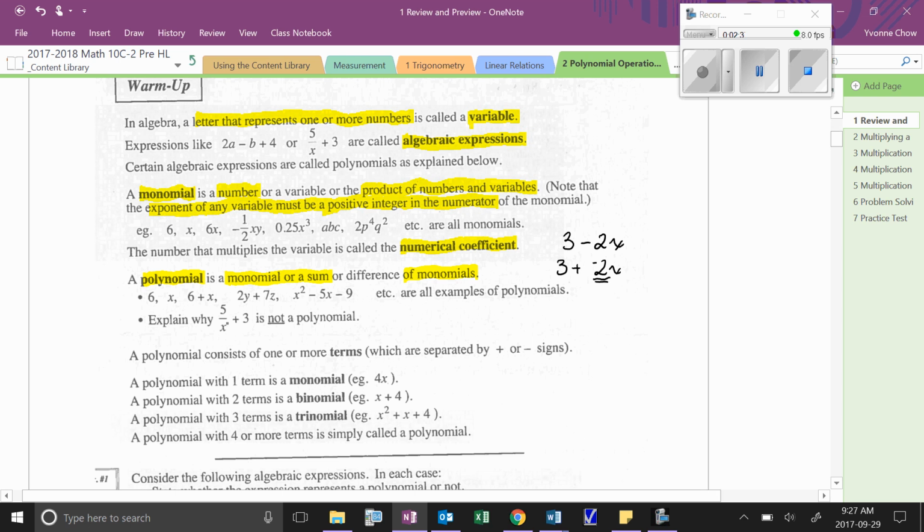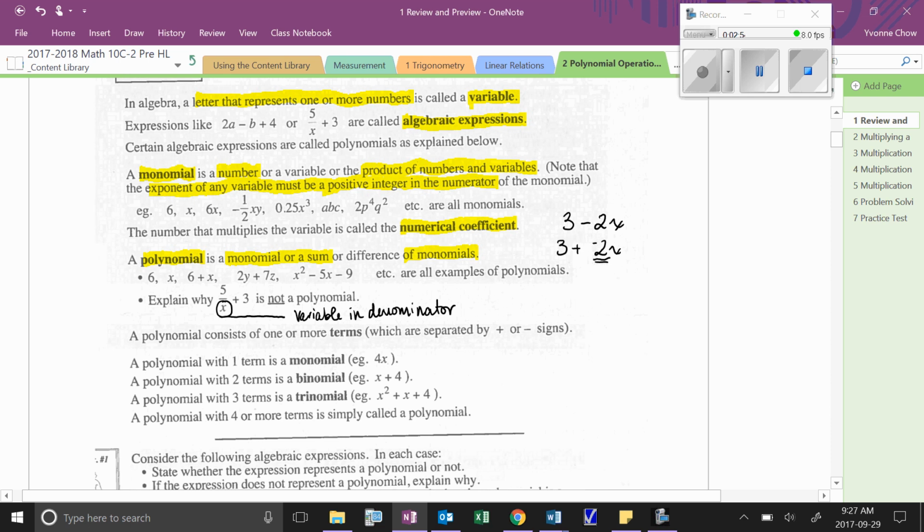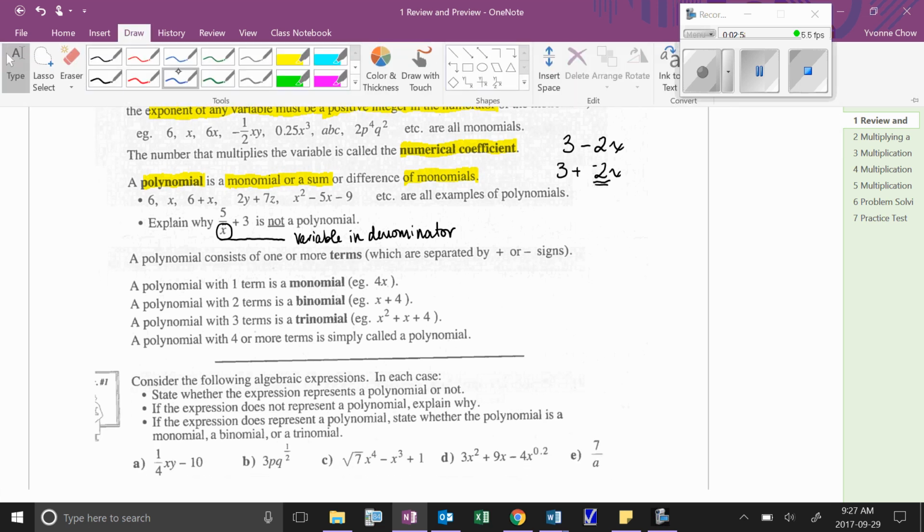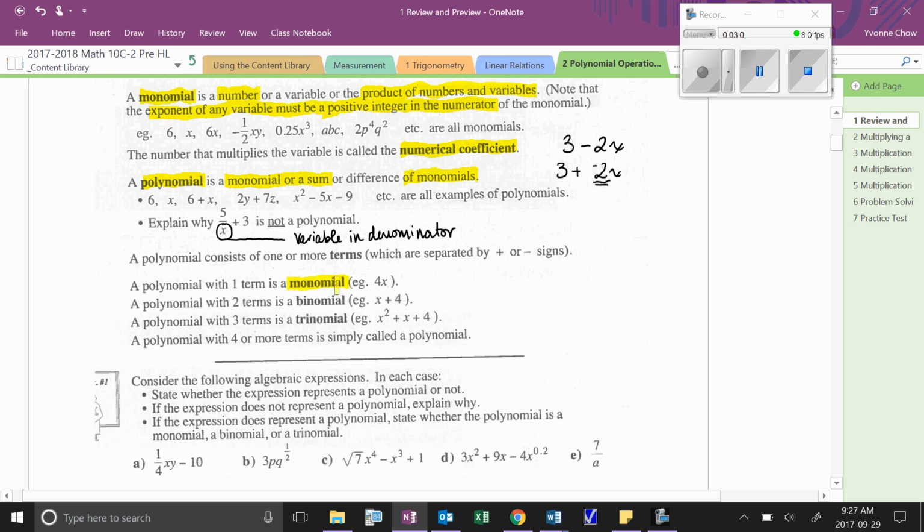So 5 over x plus 3 is not a polynomial. Why? Because we have a variable in the denominator. So a polynomial with one term is a monomial, as we said before. A polynomial with two terms is a binomial, prefix bi, and three terms is a trinomial, prefix tri, and a polynomial with four or more terms, we just call it a polynomial.